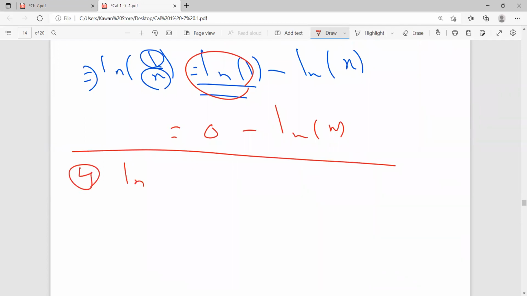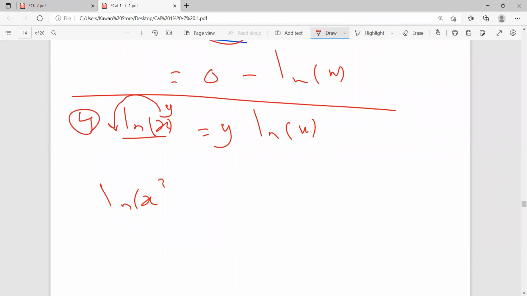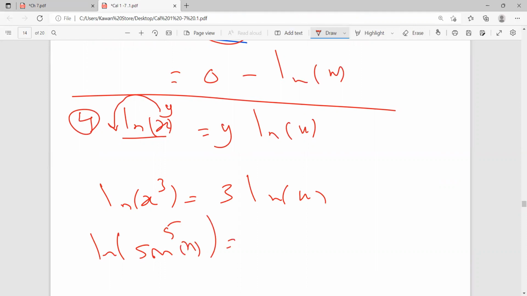We have ln of a to the power b. What do you mean by x to the power y? X with the exponent, y is the exponent. So this one will come down here and I'll get y times ln of x. Any question? Example: we have ln of x to the power 3. I say it is equal to 3 ln of x. Example, ln of sine to the power 5 of x. I can write it down as 5 ln of sine of x.